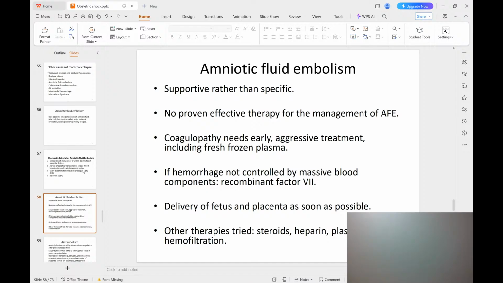So coagulopathy will need early aggressive treatment, including fresh frozen plasma, and if hemorrhage is not controlled, then massive blood transfusion might be required with recombinant factor 7a and delivery of fetus and placenta as soon as possible. Some therapies like steroid, heparin, plasmapheresis, or hemofiltration.